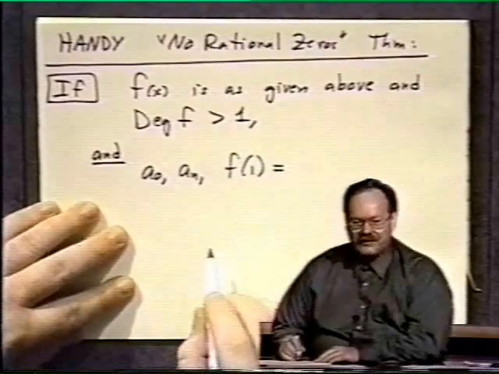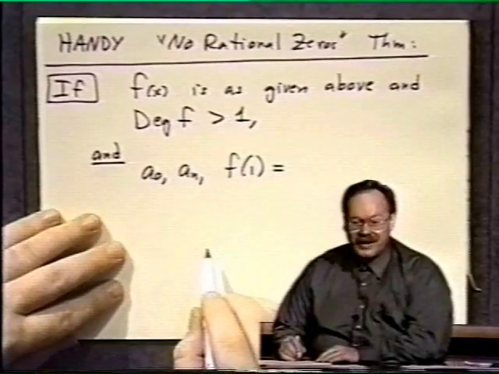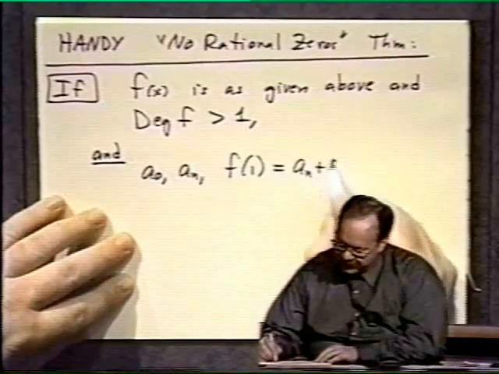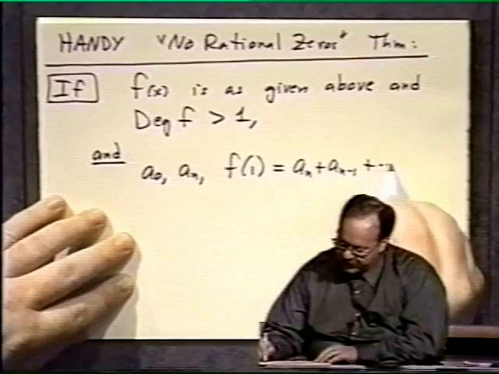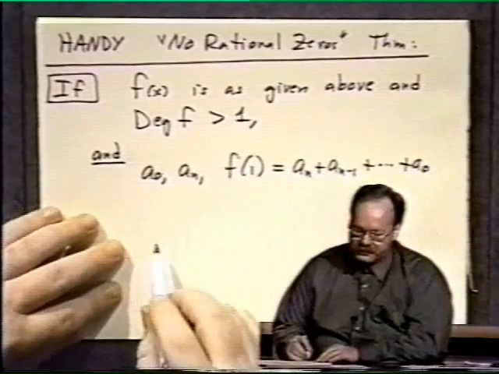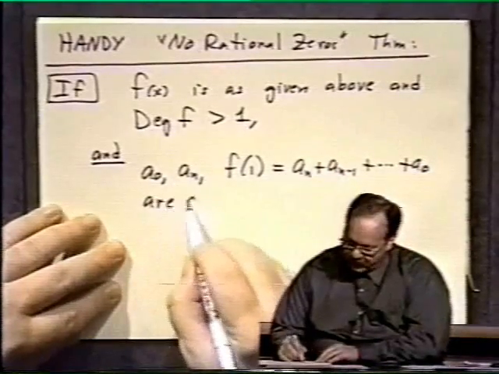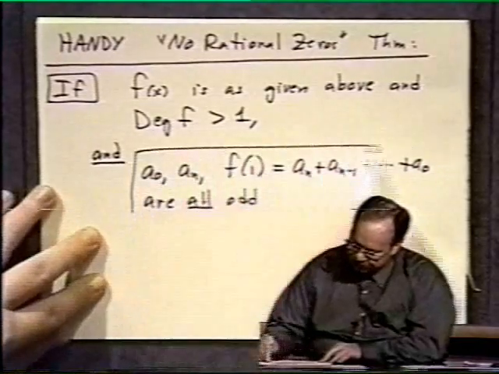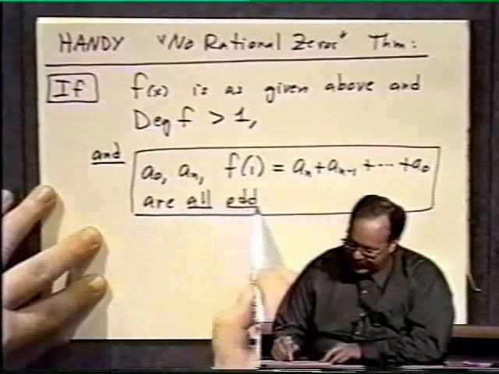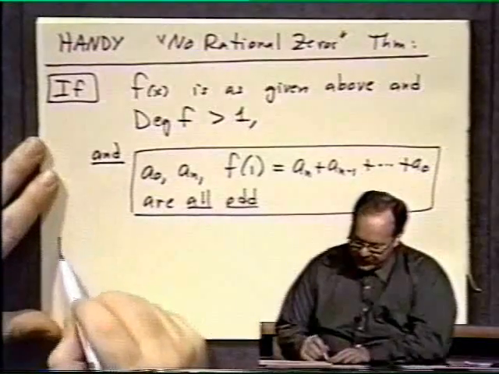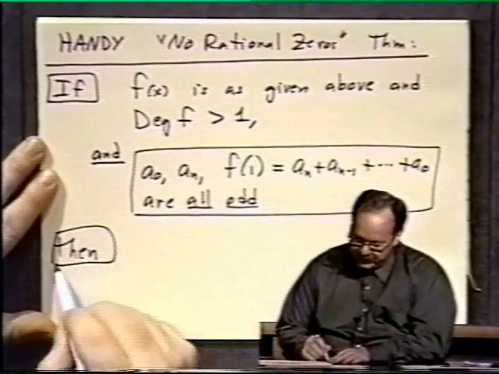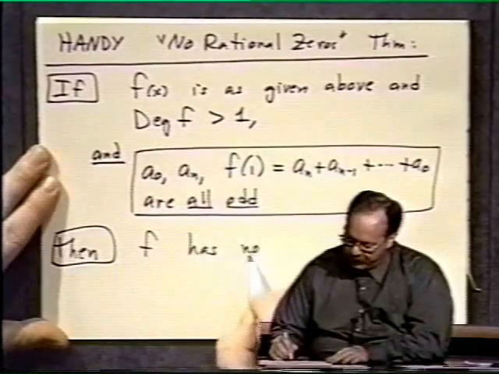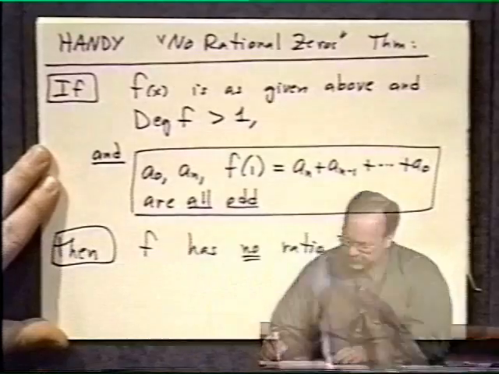when you think about it, if you put 1 in for all of the x's, what do you get? You just get the sum of the coefficients, a sub n plus a sub n minus 1 plus all the way down to a sub 0. If those are all odd numbers, then you can immediately conclude without any work that f has no rational zeros.